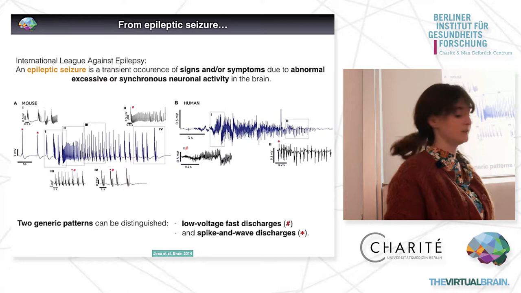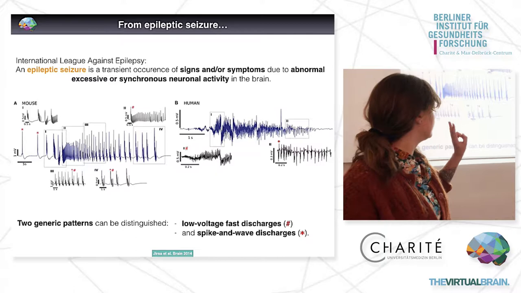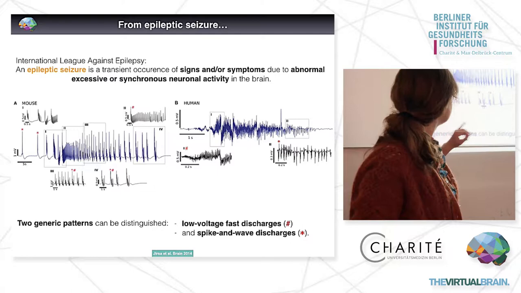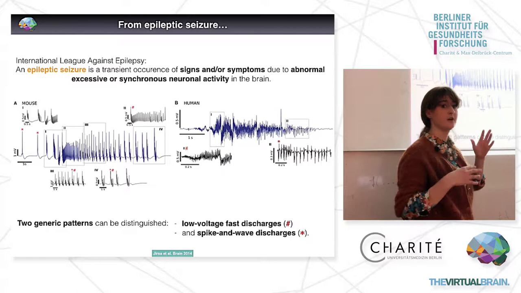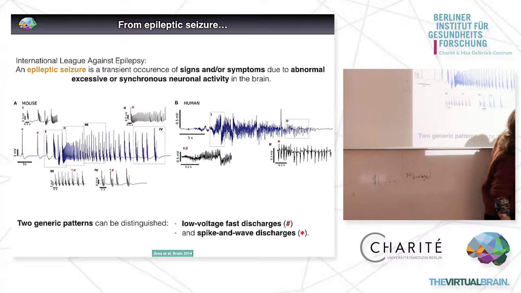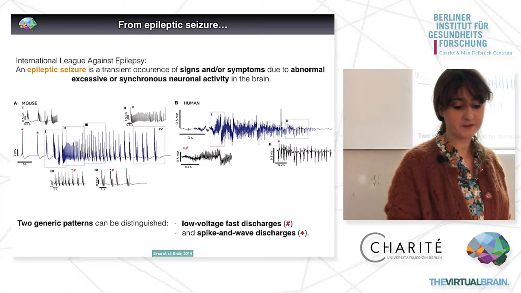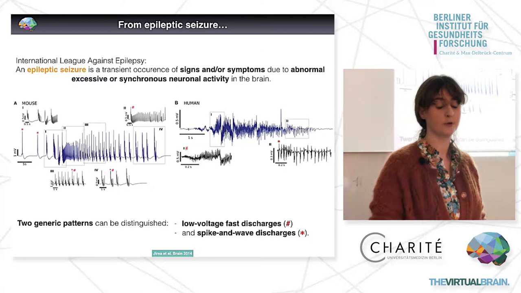These epileptic seizures are characterized by two generic patterns: the fast discharges and the spike and waves. You can see there is the onset where you have these projectile spikes, then the seizure starting. You have an alternation of these spikes and fast discharges, and after that the end of the seizure. As you see, these seizures are invariant patterns across species, but also across regions.